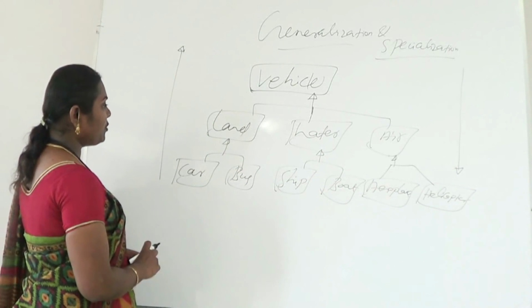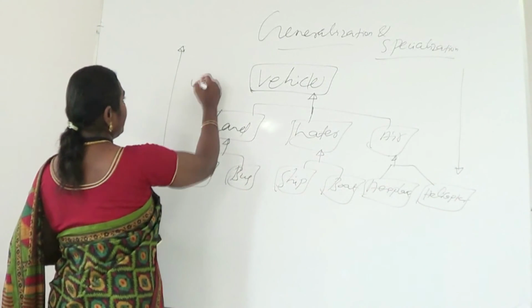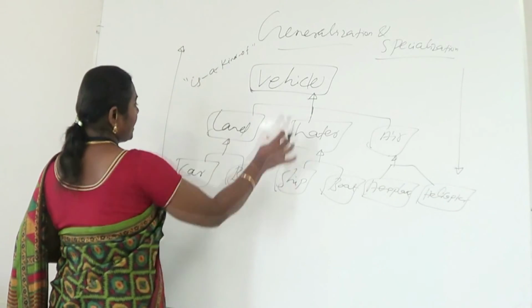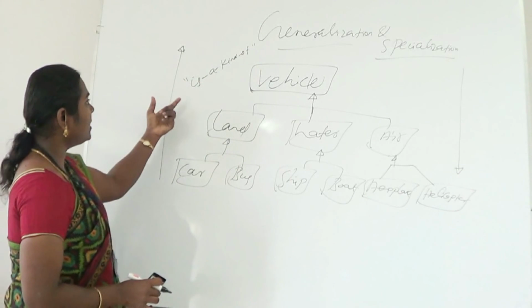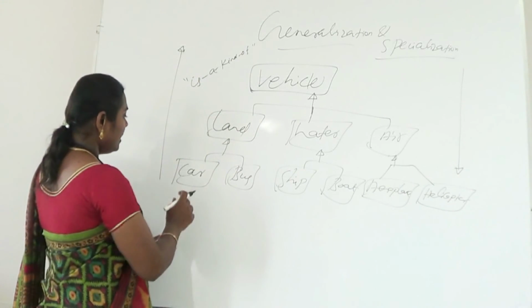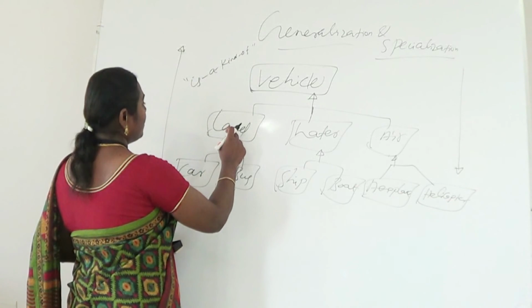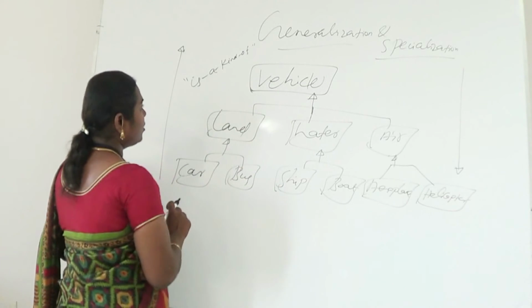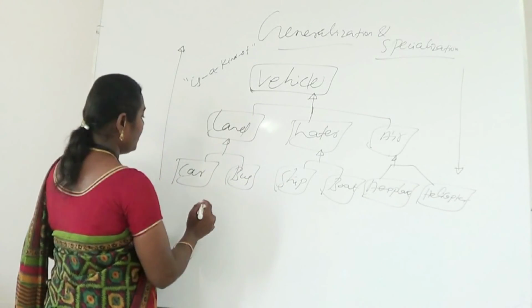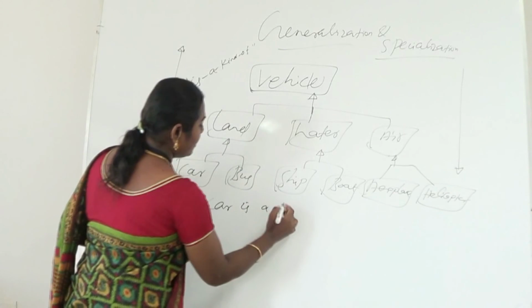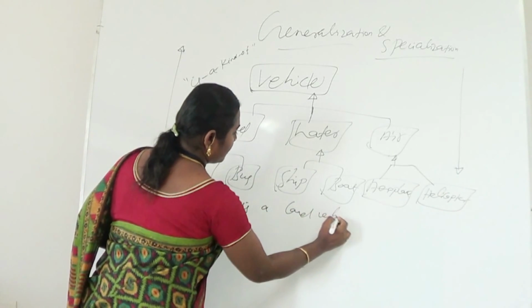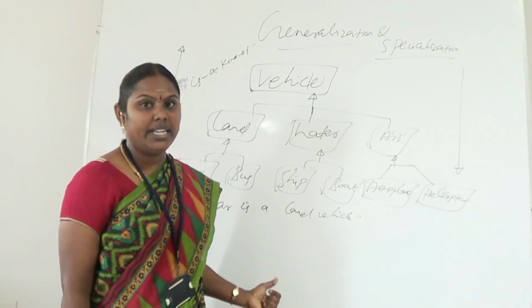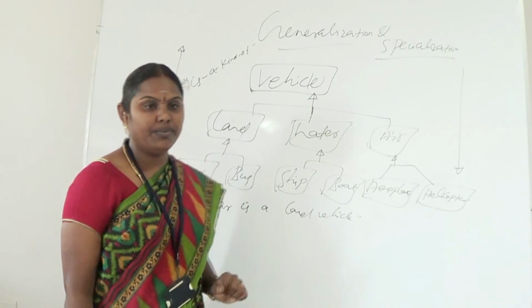So here the generalization specifies an "is a kind of" relationship. We can take this example to define the "is a kind of" relationship. That is, the car is one type of land vehicle, and a ship is a type of water vehicle. So likewise, we have to specify the "is a kind of" relationship. Car is a land vehicle. So likewise, we have to specify that it is a generalization relationship.